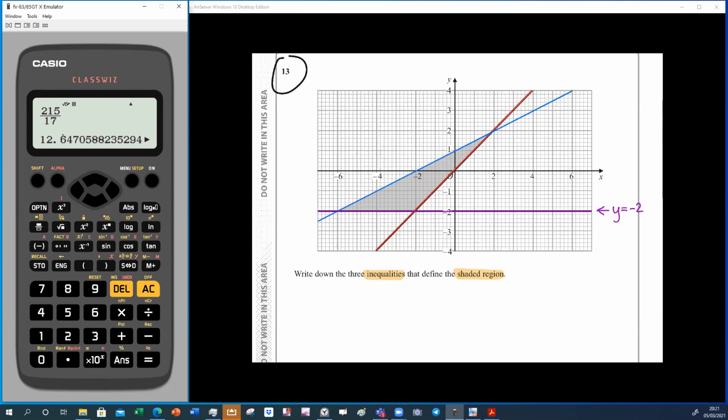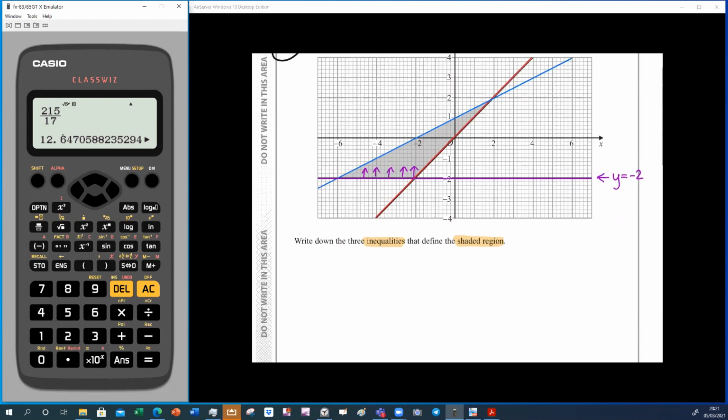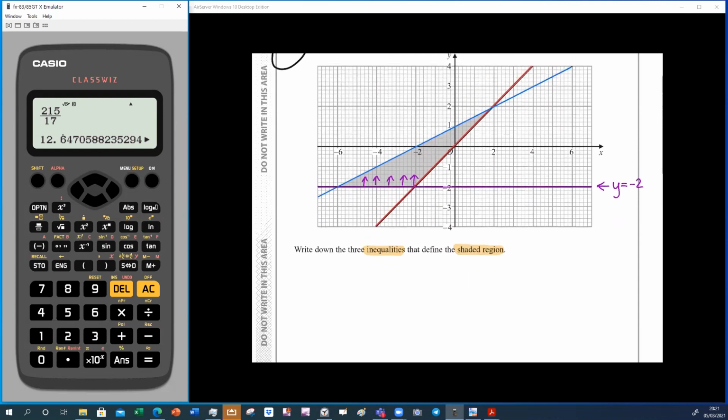Now, Asadullah, look up. The gray region looks like it's above the purple line. So how would you describe the aboveness of the purple line? And also the purple line is solid. So how would you say that in inequality language? So y is, the gray region is, if it's above the line, that means it's more than, isn't it? Yeah, more than or equal to -2.